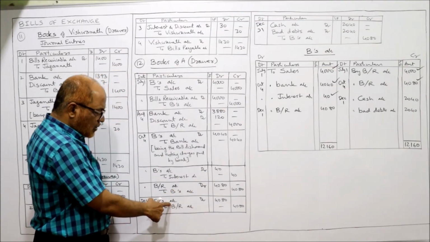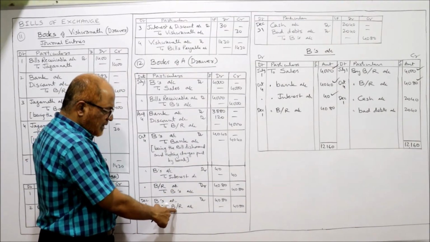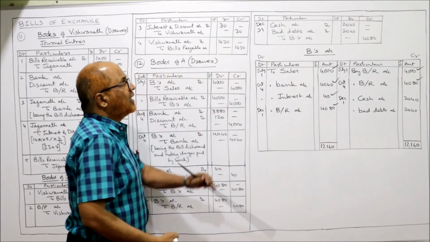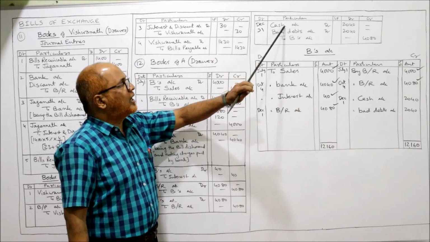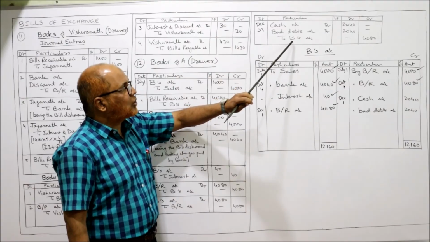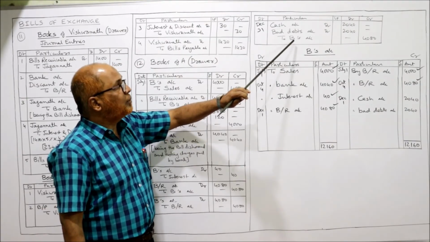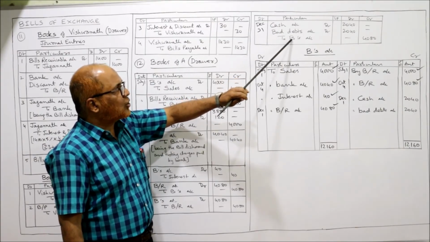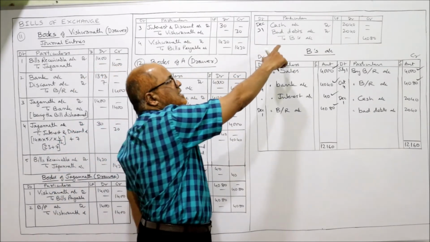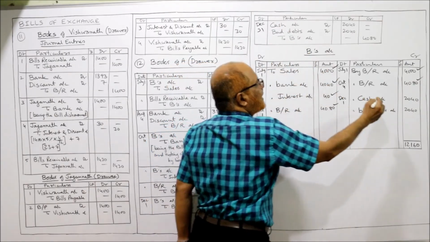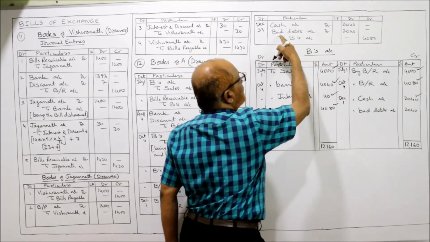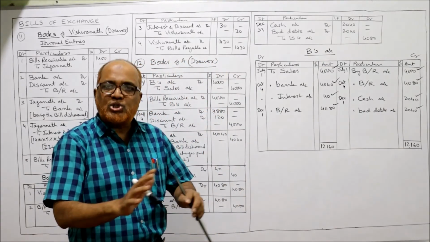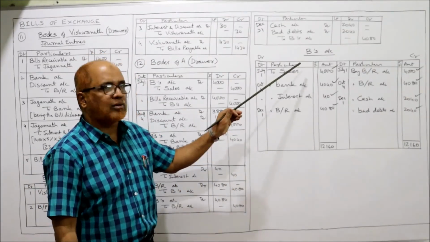Last entry, B's account debtor to bills receivable, so to bills receivable 4080. Next entry, cash account debtor, bad debts account debtor to B's account. So B's account is credited by cash 2040, by bad debts 2040. That's all the postings I have done to B's account.